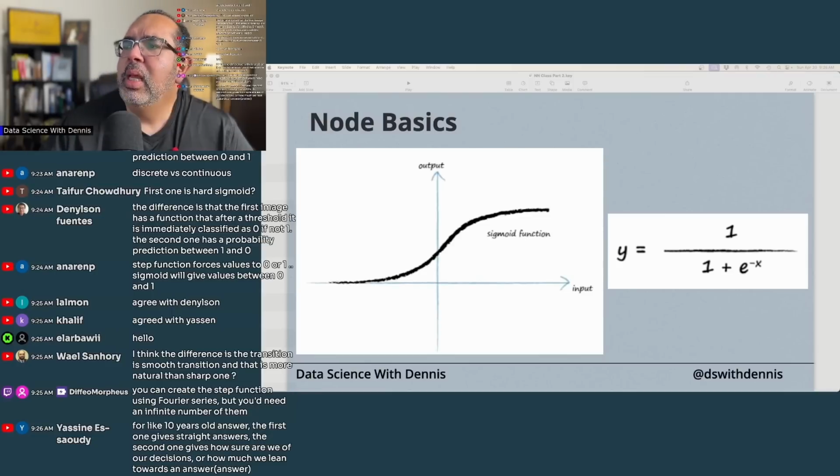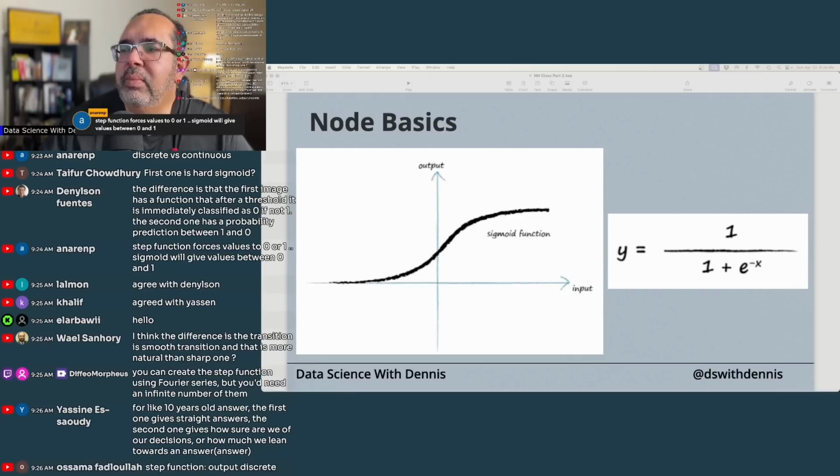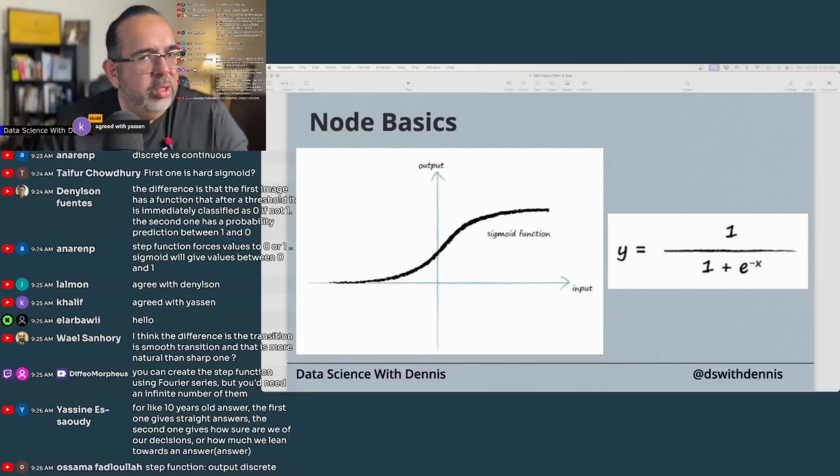Excuse me. Anna says the step function forces values to 0 or 1. A sigmoid will give values between 0 and 1. Okay, yeah, but why? Why would you need this? Lawman says, agree with Denelson, agree with Yassine. Cool. Yeah, if you guys just want to participate in a small way, you can just say who you agree with. That's totally cool. Thanks, guys.